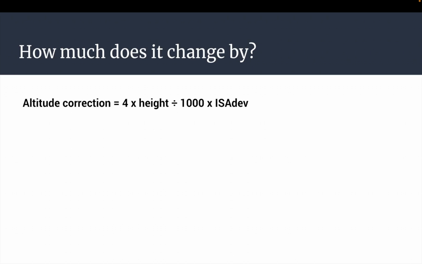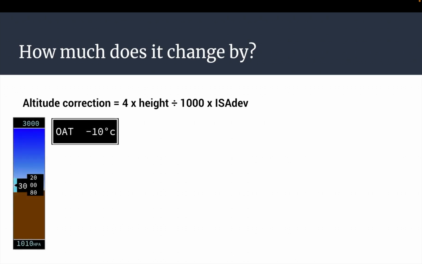Okay, so let's look at an example. If we're flying at 3,000 feet, we've got the correct hectopascal set in, the correct pressure set in, and the outside air temperature is minus 10 degrees Celsius. What is our actual altitude, right? We've got indicated 3,000, but what is the real altitude?